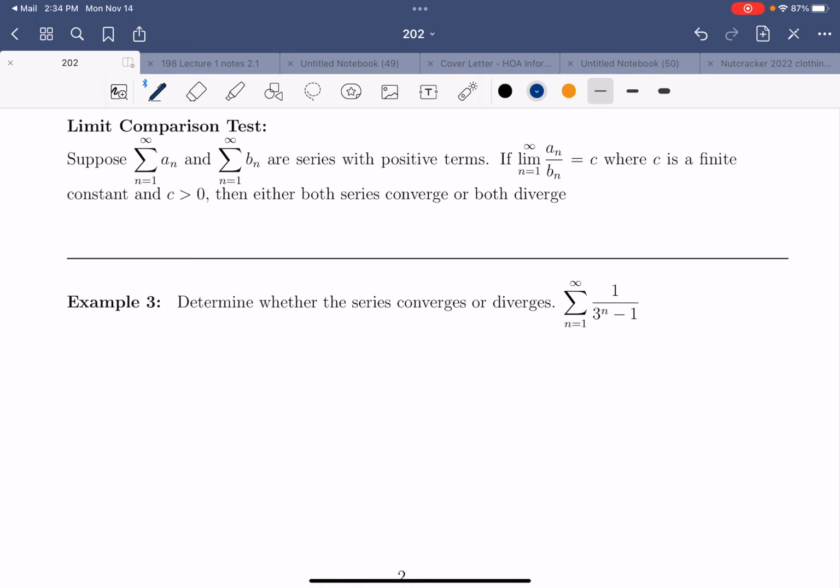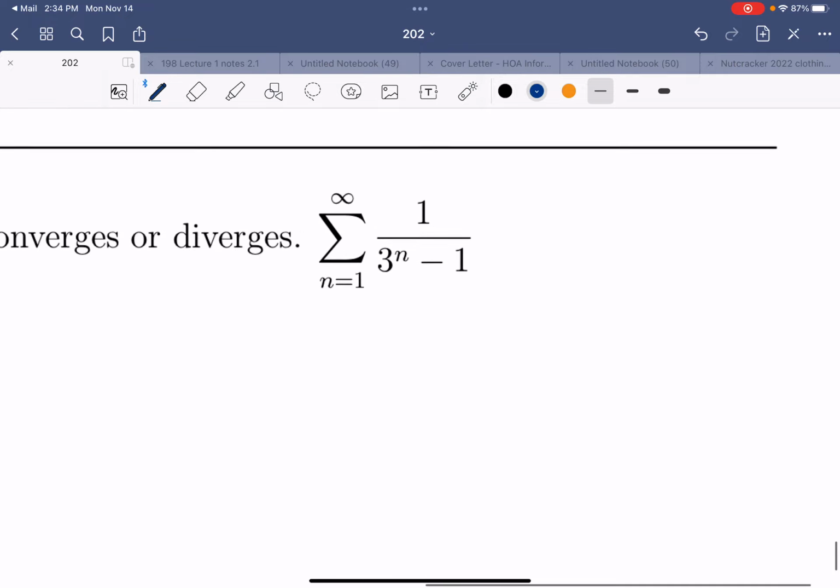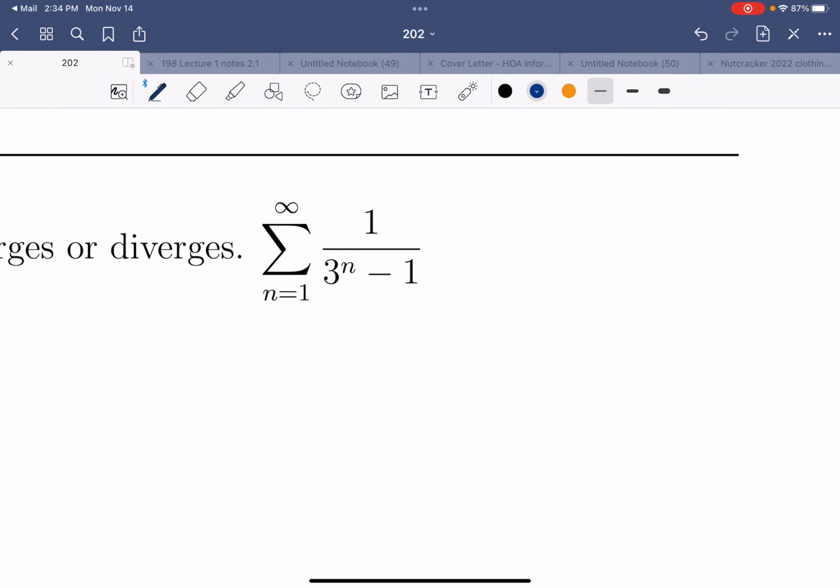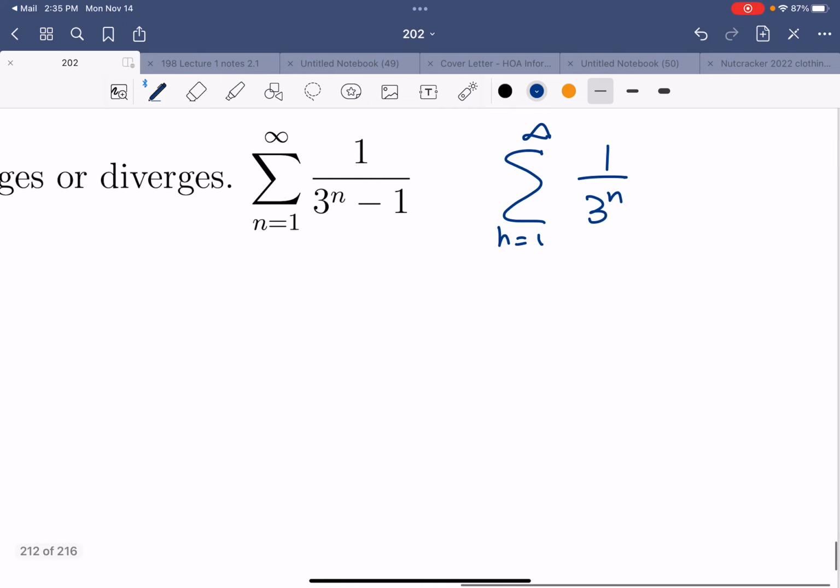So here we go. We want to know whether this series converges or diverges. So 1 over 3n minus 1. Well, 1 over 3n, we want to compare it to this one. So let me make that a different color. We're going to compare to the sum from n equals 1 to infinity. If we take away that minus 1 in the bottom, it's 1 over 3 to the n. So this series here is geometric.